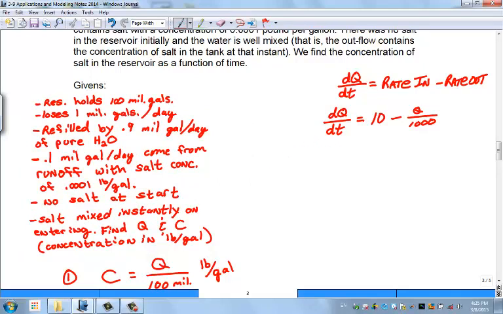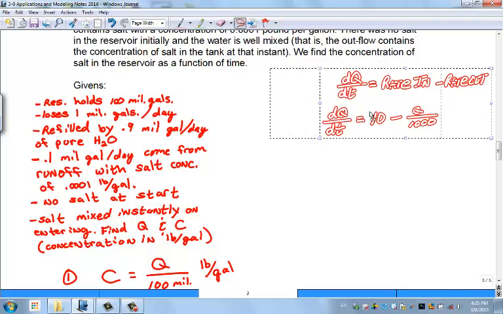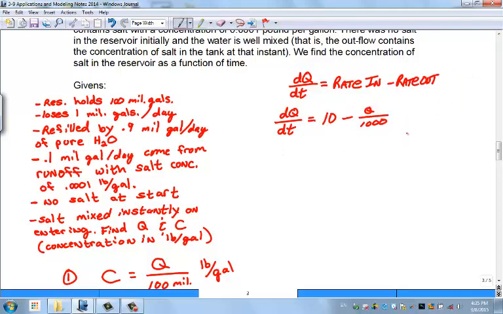So when I do this, I get factoring out, same thing we've been doing over and over again. I'm going to factor out negative 1 over 1,000, which is basically negative 0.001, so that I can isolate my Q. So I get dQ/dt is equal to negative 0.001 times Q. I'm going to switch these so that the Q part comes first, Q, and then when I take 10 and divide it by negative 0.001, I get negative 10,000.